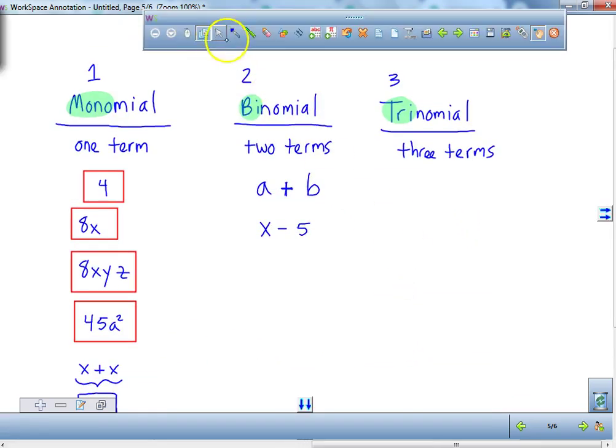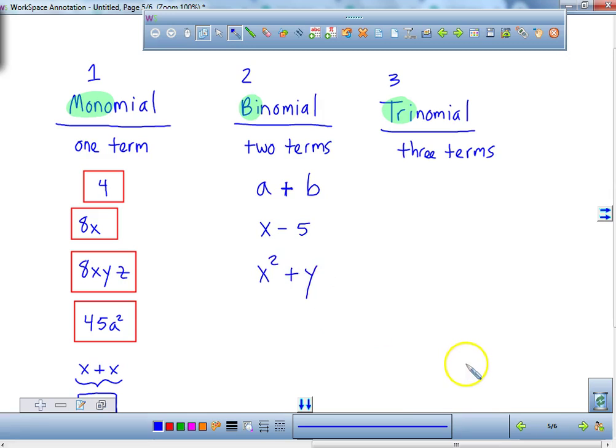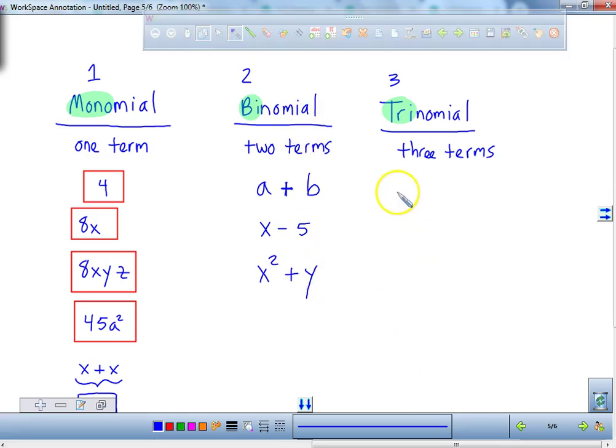Alright, there you go. Now, here's another binomial, right? x squared plus y. That would be considered to be a binomial. Now, a trinomial is like saying something like this. Watch. x squared plus x plus 5. a plus b plus c. See how these are all different terms? How many terms do I have? 3. I have 3 different terms.